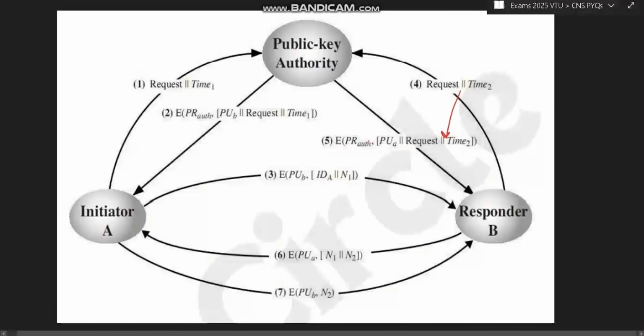Responder B will be able to unlock it because responder B has the public key of authority. Okay, so the private key will be unlocked with the public key of authority. It will get the message and it will again do the same thing, replying with whatever nonce was sent by A. That reply will be sent by B, and N1 will be sent and N2 will be sent. Okay, N2 is for ensuring that B has sent, and N1 is for ensuring that it has come from A to B successfully.